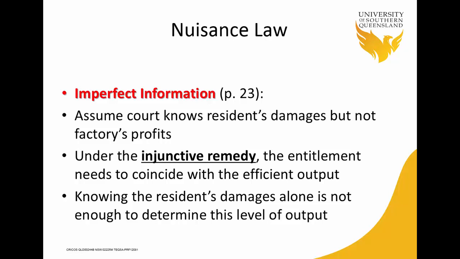So we're going to say actually the court does not have all the information. So let's assume now, to relax this assumption, that the court knows the resident's damages, but not the factory's profits. So they have part of the information, not all of the information. If we look at the injunctive remedy, the entitlement now needs to coincide with the efficient output. So knowing the resident's damages alone is not enough to determine the efficient output. So now we don't even know what the efficient output is.